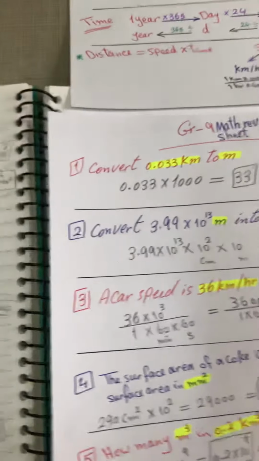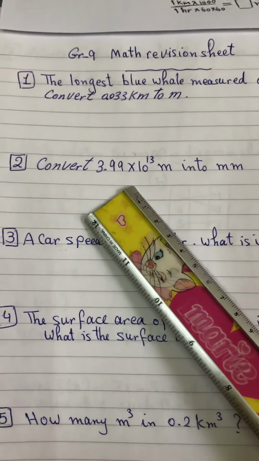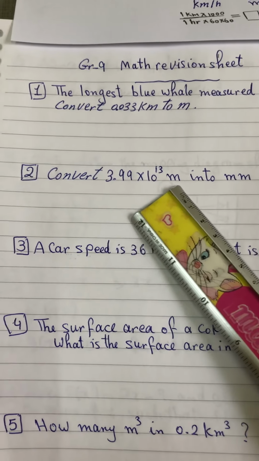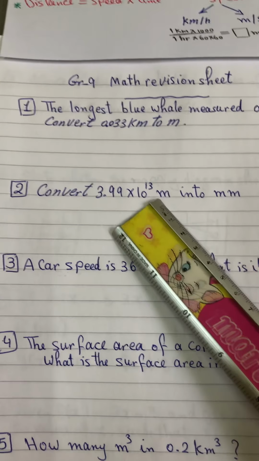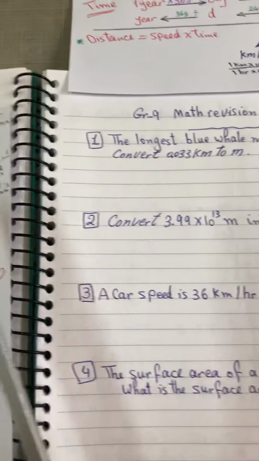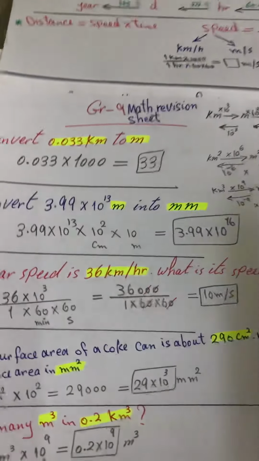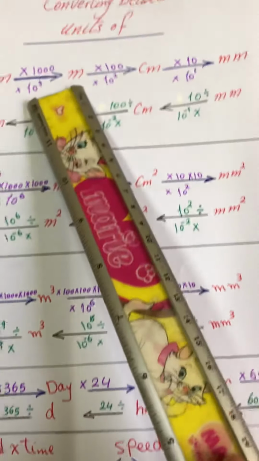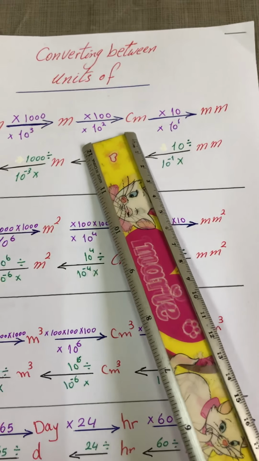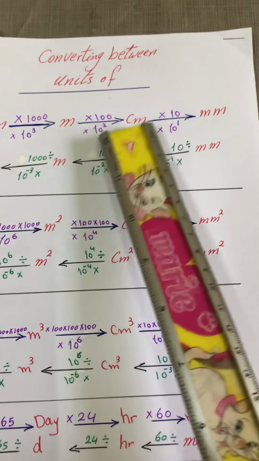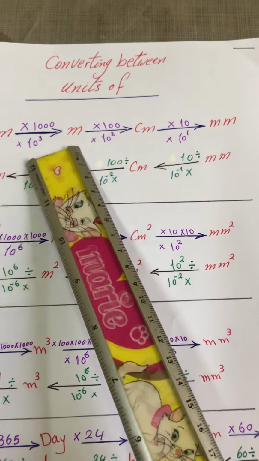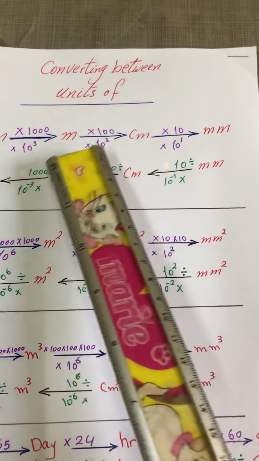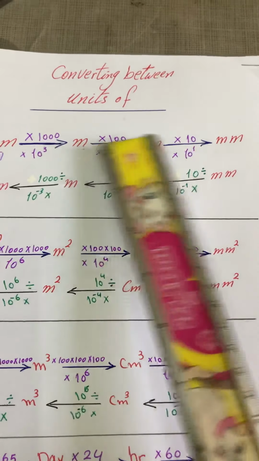Okay. The second equation, convert 3.99 times 10 in the C13 meter into millimeter. So now I want to convert from meter to millimeter. Okay, look carefully. To convert from meter to centimeter, multiply by 100, and from centimeter to millimeter, multiply by 10. So from meter to millimeter, multiply by 1000.